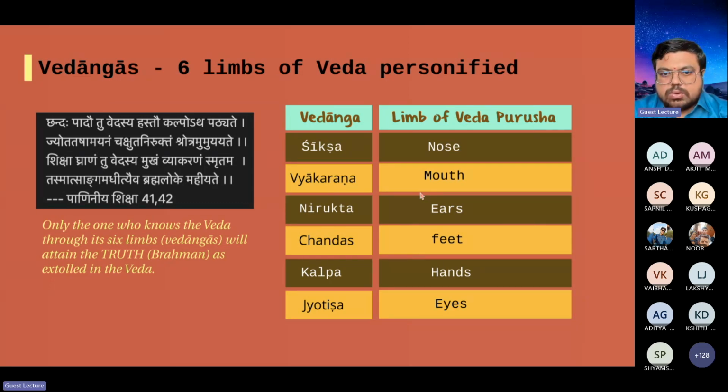Then we have Nirukta, which is associated with ears. Nirukta is basically the science of etymology, which means you go to the root of a word and try to understand the meaning beyond what meets the eye. So ears help you to recognize things when there is no light as well, which means they go beyond what meets the eye, and hence Nirukta is often compared to the ears of the Veda or Veda Purusha.